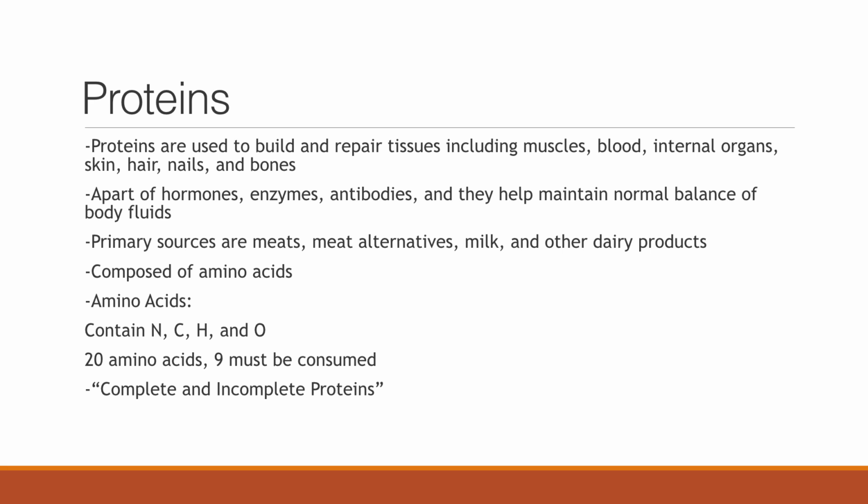The body requires 20 amino acids to function properly. 9 of them are essential amino acids that the body must consume through diet. Complete proteins are amino acids that are derived from animal origin. If one amino acid is not present, it is an incomplete protein. All plant products, including grains, fruits, vegetables, beans, nuts, and seeds, are incomplete proteins.